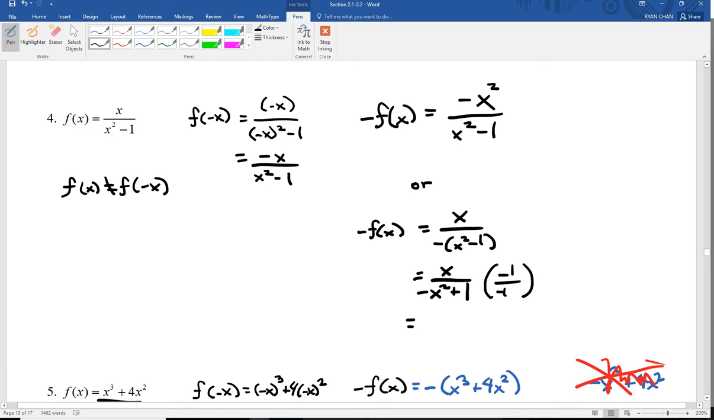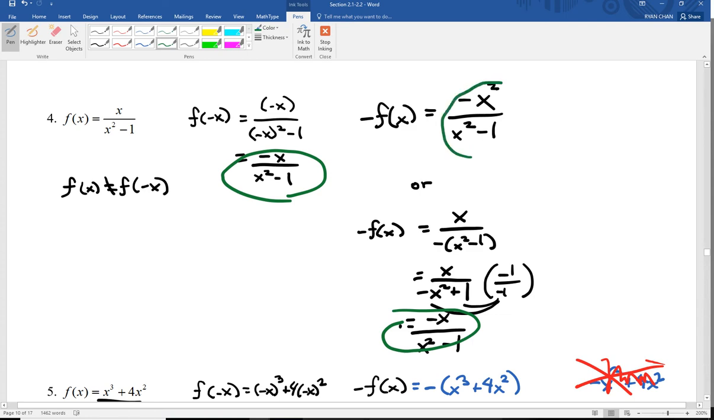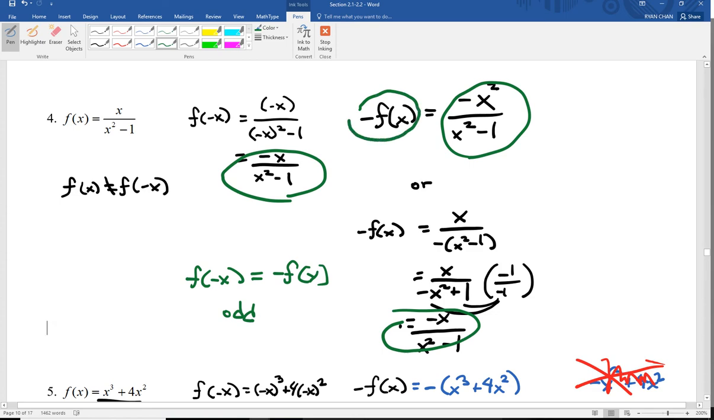What will happen is this will become negative x, and then this one distributes. If I multiply negative 1 with 1, this becomes negative 1, and negative x squared times negative 1 is positive x squared. So as you can see here, these two are definitely the same. And this one as well, if you happen to do the top one instead. As you can see, f of negative x does equal negative f of x, so this one is odd.